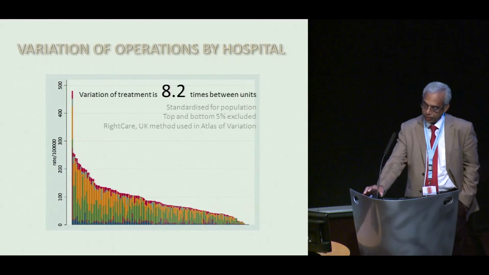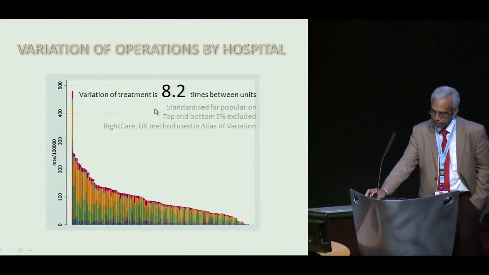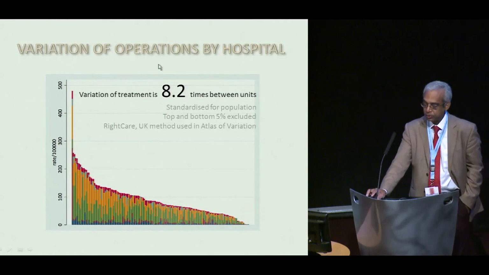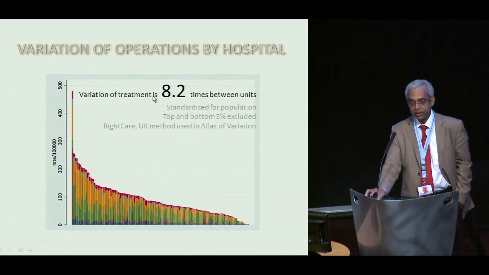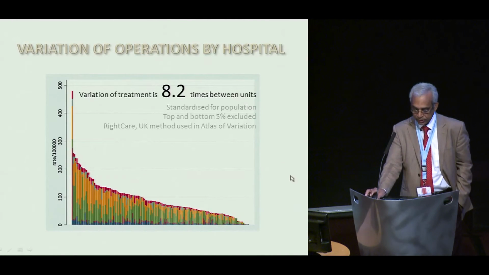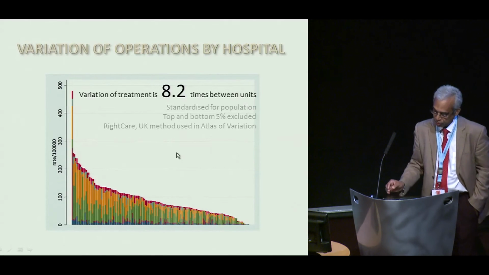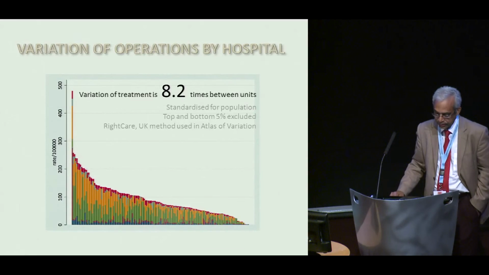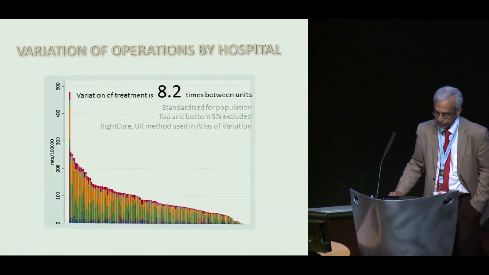This shows you the variation between all the hospitals, and the main message is there's a huge variation between hospitals, 8 times variation in rate using the technique which is used by the Department of Health in the UK. And I can talk to you later about the actual method that we used here.